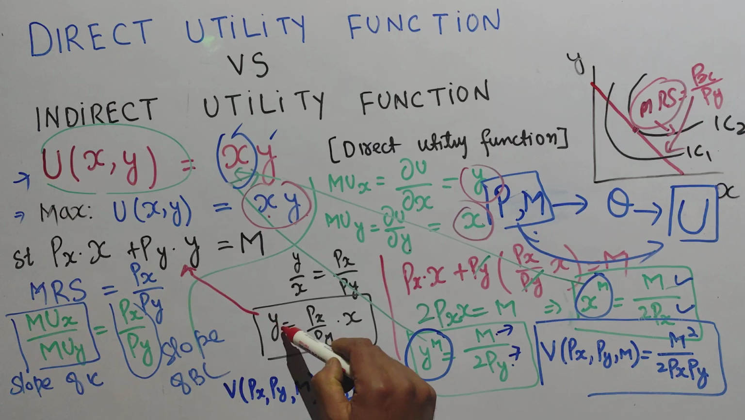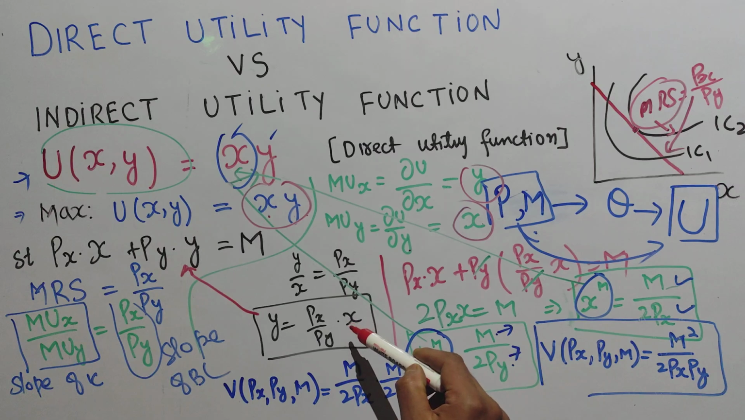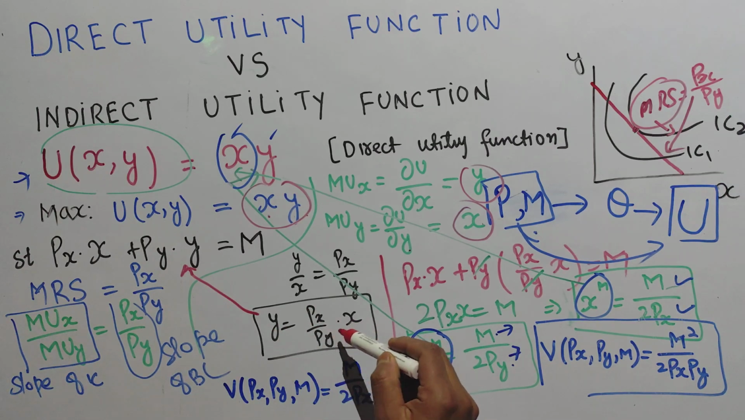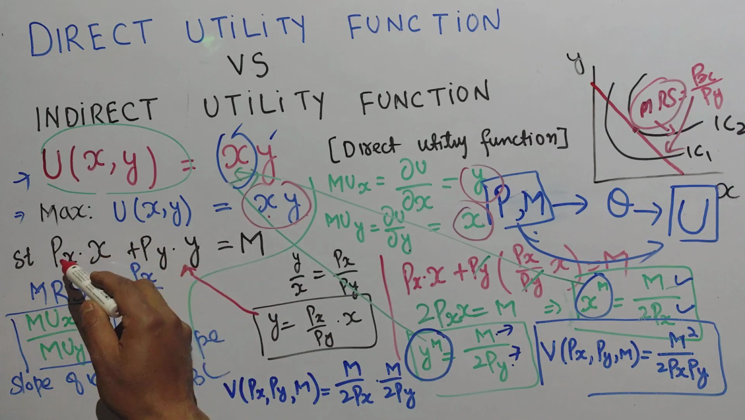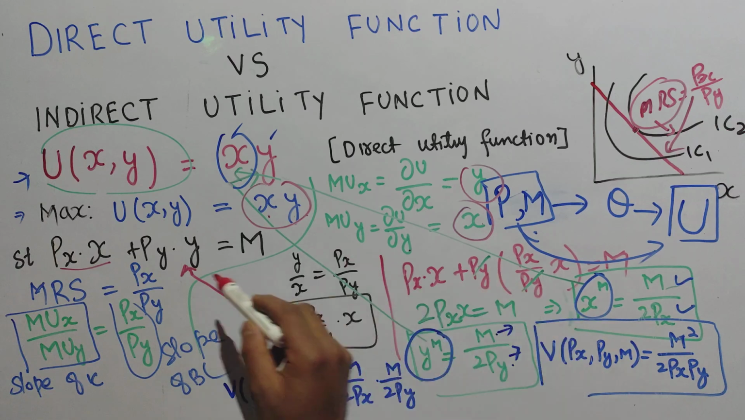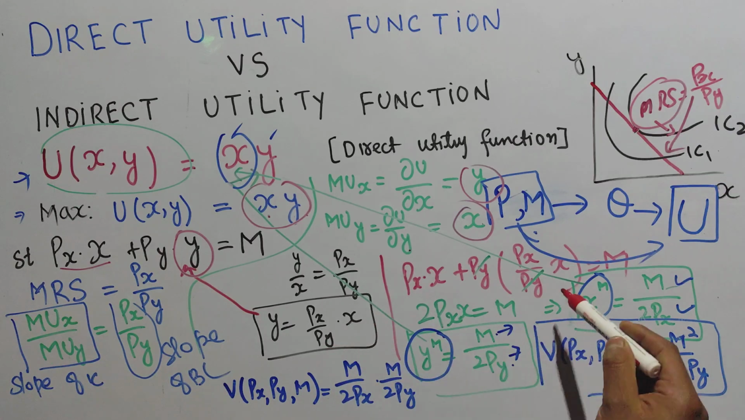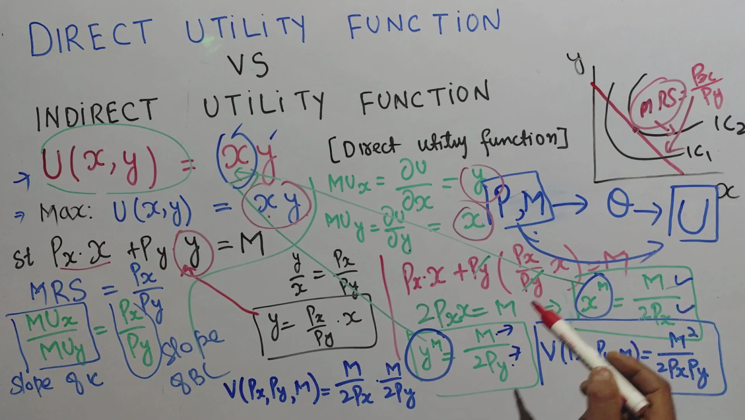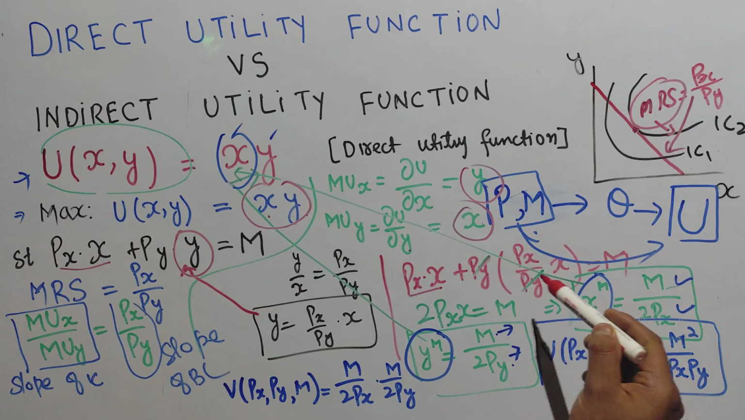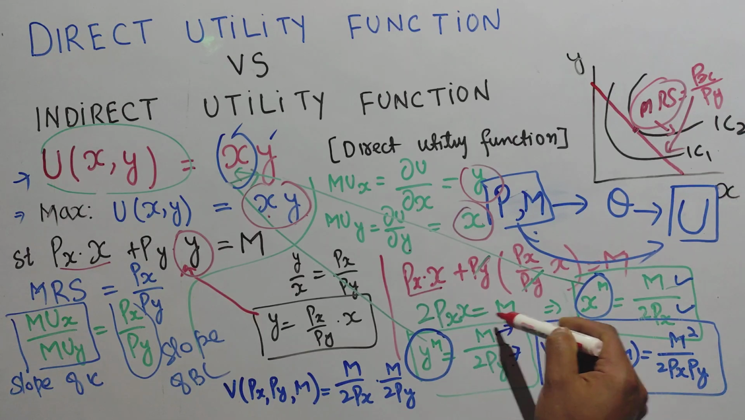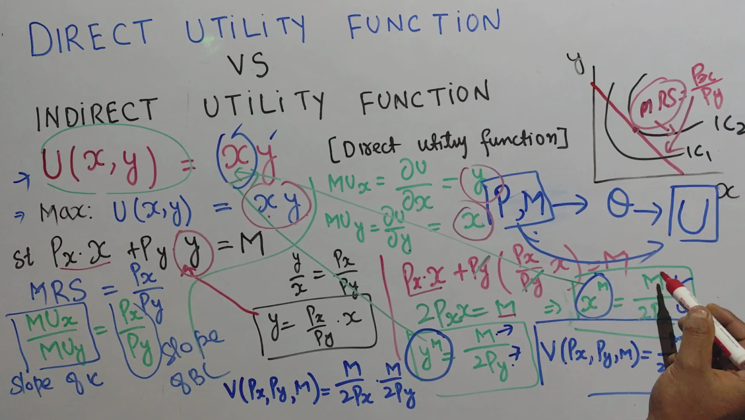And when we solve it for Y and then plug the value of Y into the budget constraint, Y is this very stuff. When I plug this into the budget constraint, that is price of X times X, plus price of Y times the value of Y, which is price of X upon price of Y times X, should be equal to the income of the consumer, which implies this PY gets cancelled. So PX times X plus PX times X is twice PX times X, should be equal to M. And when we solve this for X, we get X is equal to M upon 2PX.